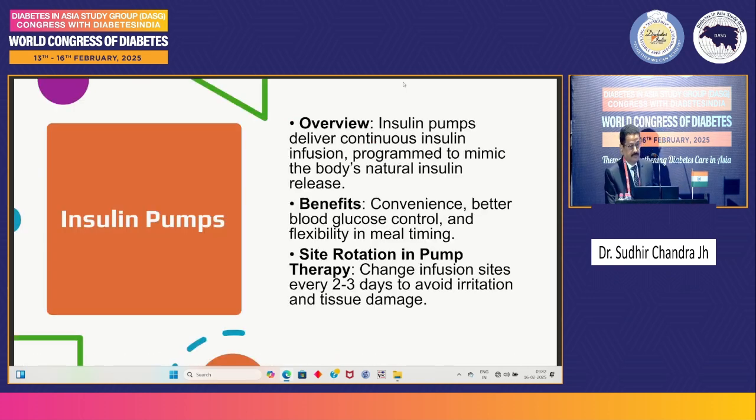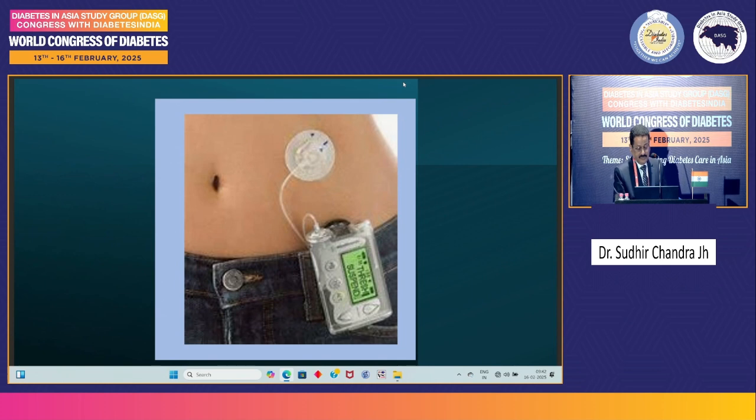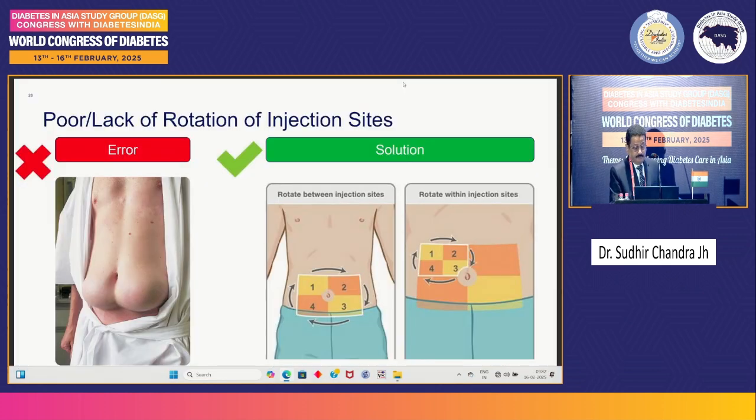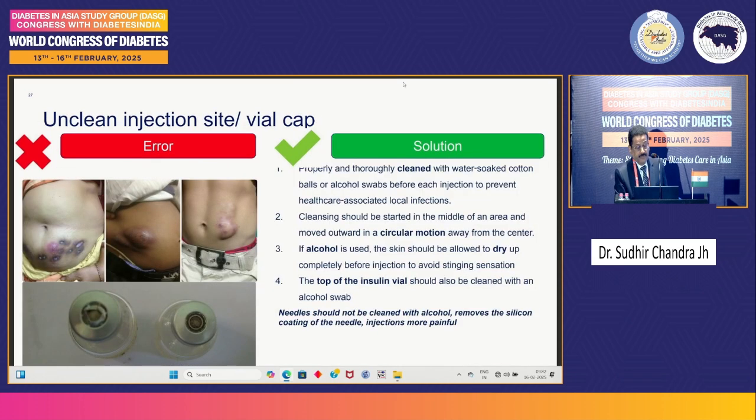Insulin pumps have come, and many persons are using them. The insulin pumps deliver continuous insulin, benefits are convenience and better glucose control, and site rotation is still kept in mind in insulin pumps also. The infusion site should be changed every 2 to 3 days to avoid irritation and tissue damage. Lack of rotation of injection sites can result in lipodystrophy, and an unclean injection site can cause infections.